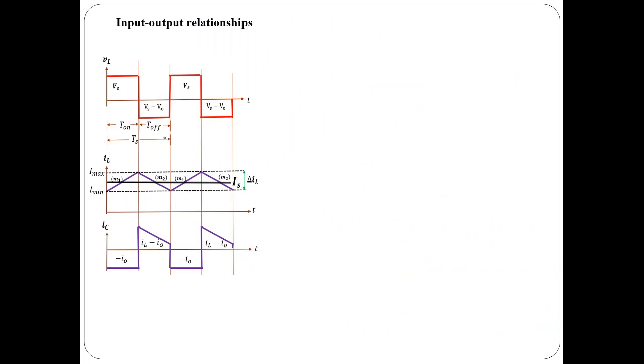Now, these are the waveforms: the waveform of voltage across the inductor, voltage, current through the inductor, and current through the capacitor. Now T on, that is the on period, is equal to d into Ts. So d is the duty ratio, Ts is the switching period, and T off is equal to 1 minus d into Ts. Duty ratio varies between 0 and 1.